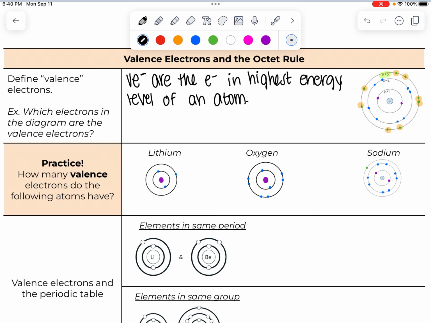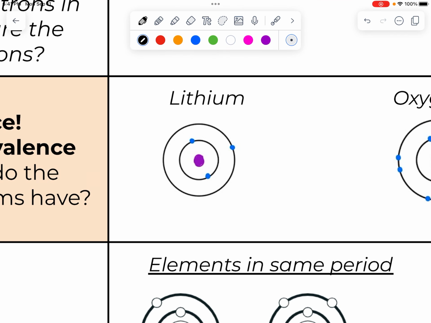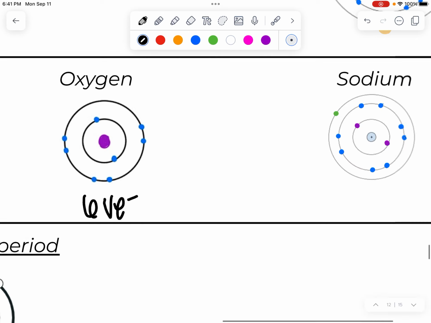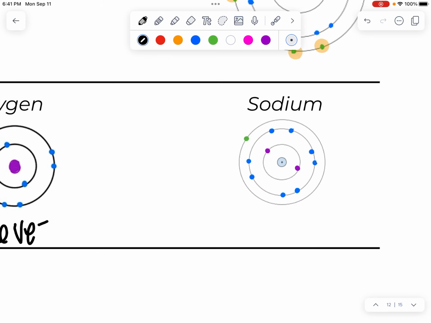Okay, welcome back everybody. So lithium, if we're taking a look at the electrons in its outermost energy level, it has 1 electron in that N equals 2 energy level, so it's got 1 valence electron. Oxygen over here, it's got 6 valence electrons in the N equals 2 energy level. And sodium has 1 valence electron in the N equals 3 energy level.